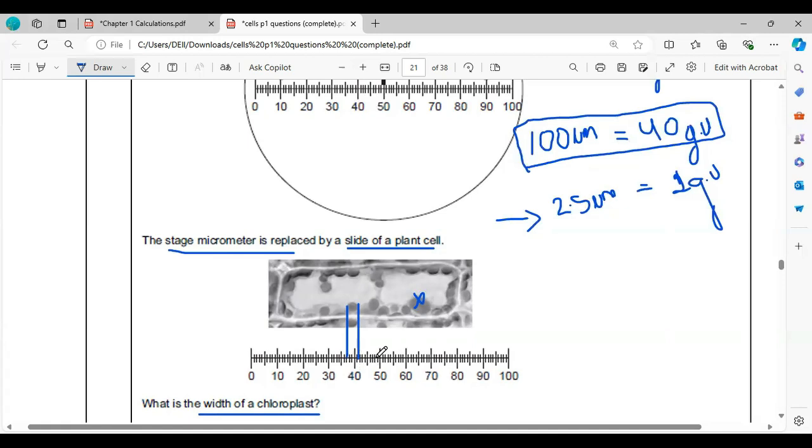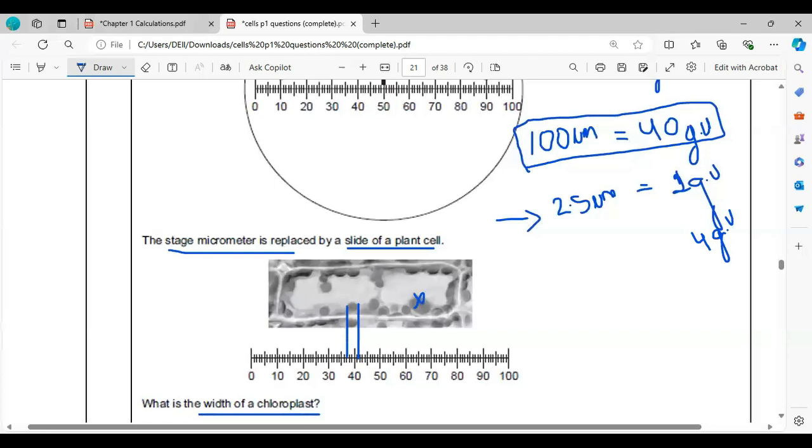Now let's see how many units of the eyepiece graticule this chloroplast is occupying. So I can see that 1, 2, 3, 4. This is occupying 4 eyepiece graticule units. So I'll write 4 graticule units over here. If I do it for some other chloroplast, I'll get the same value. So you won't get a difference in values.